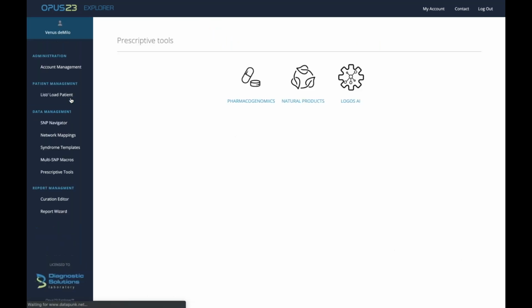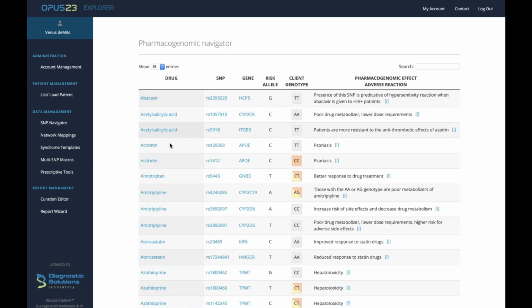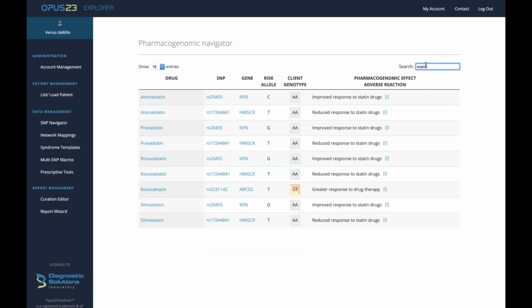And then lastly, the prescriptive tools. Now you can look at pharmacogenomics, the natural products, or the Logos artificial intelligence. So the pharmacogenomics is exactly what we saw in the report wizard, which is kind of self-explanatory, but you could even search it by any particular drug. So you can even type statin, and now it gives you all of the statins. And that'll tell you what the patient's risk allele is and what the response will be. So they might have a better response to a rosuvastatin. So it might tell you what this means for this patient if they are on a statin.